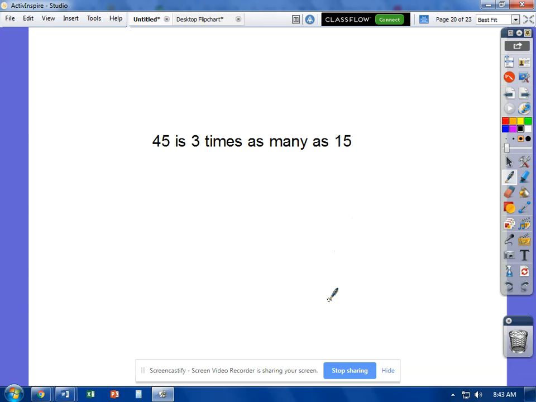So the first one is 45 is 3 times as many as 15, okay? So I'm going to try to find my secret code words. The first secret code word that I see is "is," and I know from my list and my notes that is means equal. So I'm going to underline it and put an equal sign above it. The next thing I'm going to look for is another secret code word, and I see the word times, which means multiplication. So I put my multiplication sign above it. Since I found all of my secret code words, I can now create my multiplication equation.